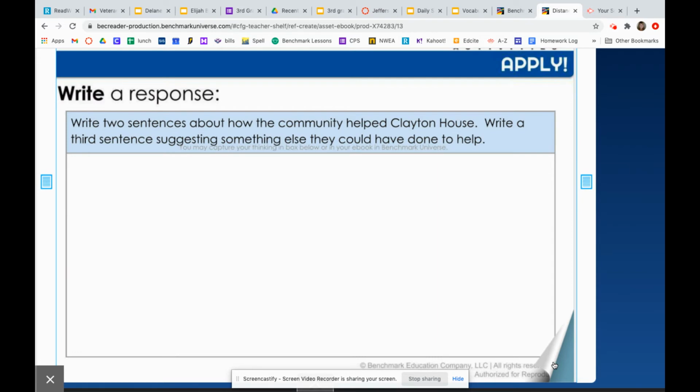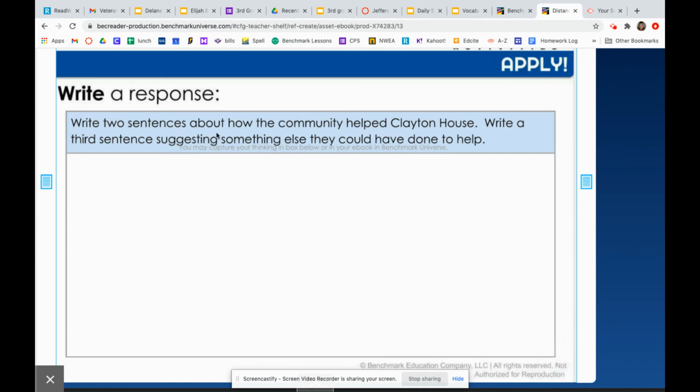And then here, it's writing a response. This says write 2 sentences about how the community helped Clayton House. Write a third sentence suggesting something else they could have done to help. When you are writing this, I would still like you to use yes, ma'am, when answering any of these questions. So do your best to restate the question, answer it short and sweet. So you're going to have 2 sentences. The text states, and then the text also states.